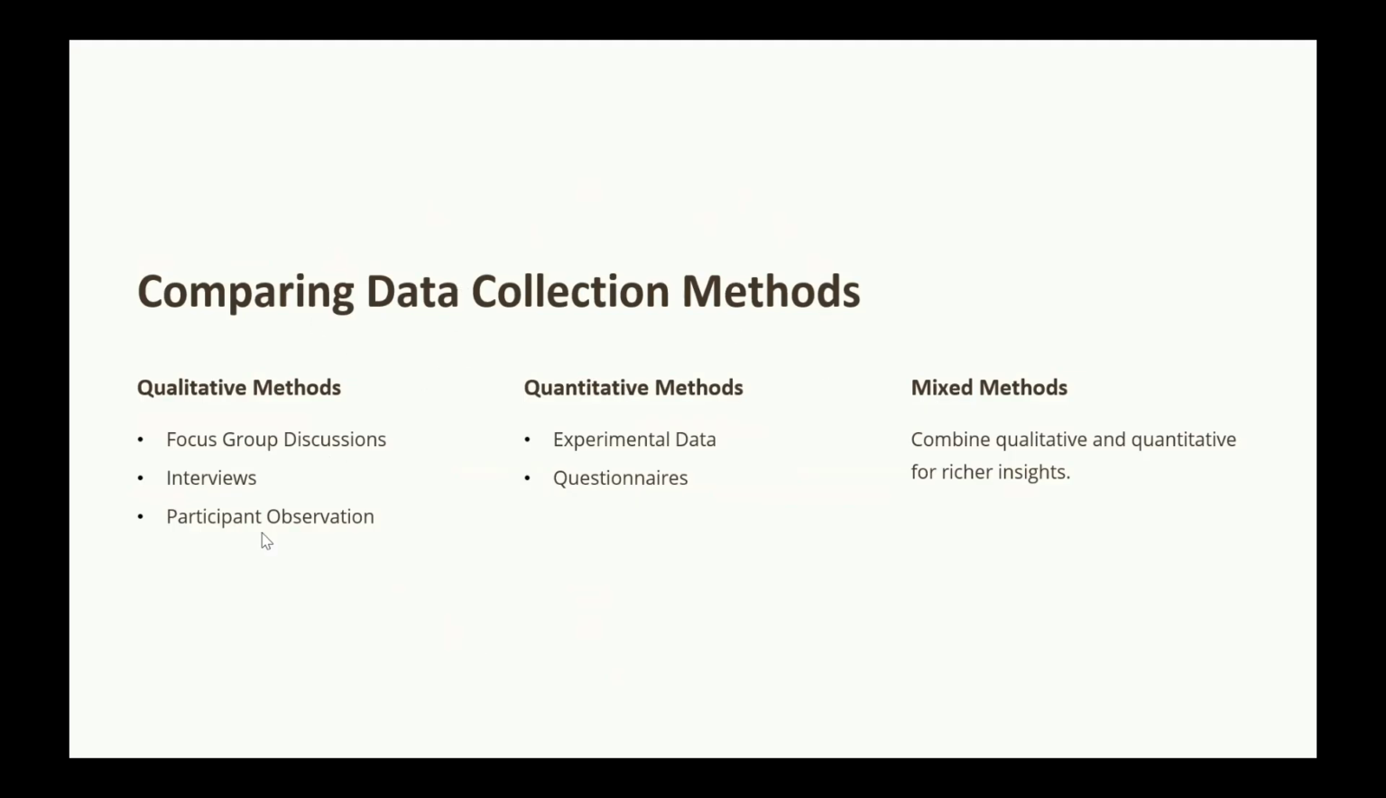Comparing data collection, this is what I was saying. Qualitative methods, you can use focus group discussions, like I said, interviews and participation majorly. And then quantitative methods, you can use your experimental data and questionnaires. You can also do observations. As you are doing your observation, you are recording it. You are not just observing and leaving it. You can also record your observations in quantitative research, like the example I gave of somebody standing by the roadside and counting. As you are counting, you are noting it down.